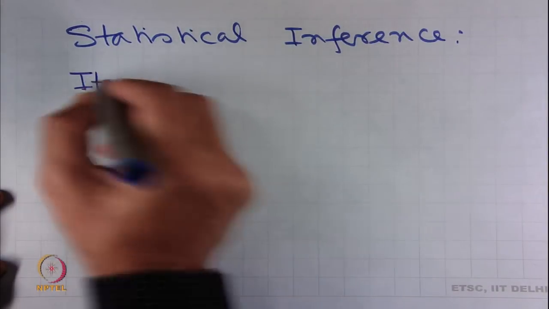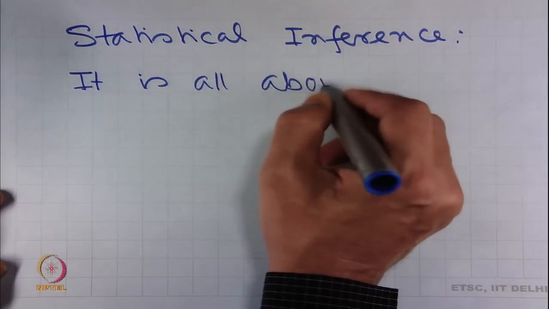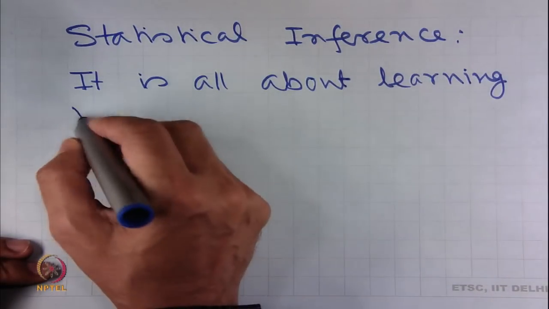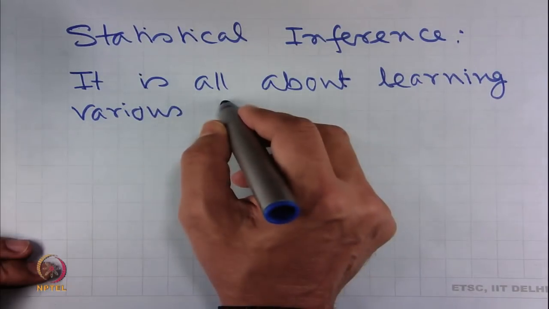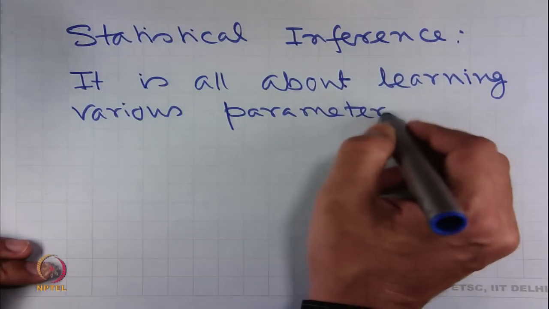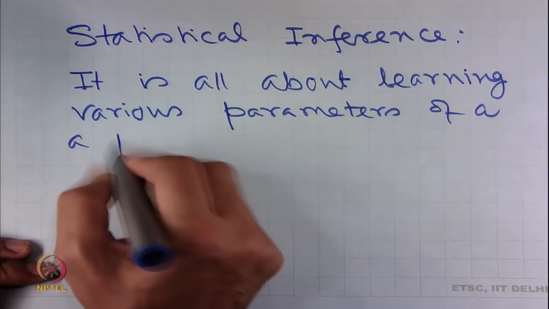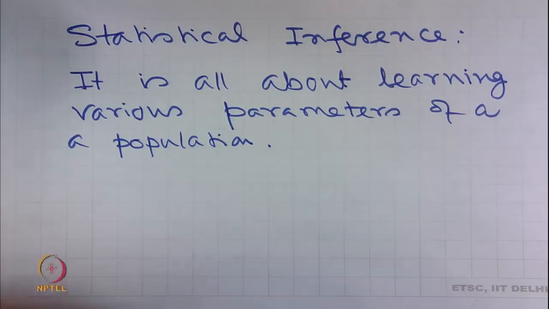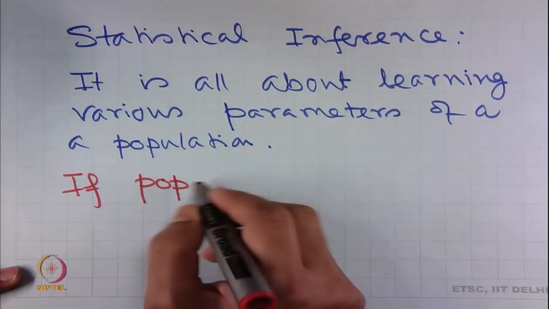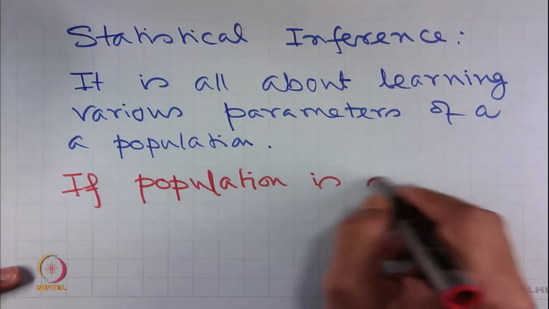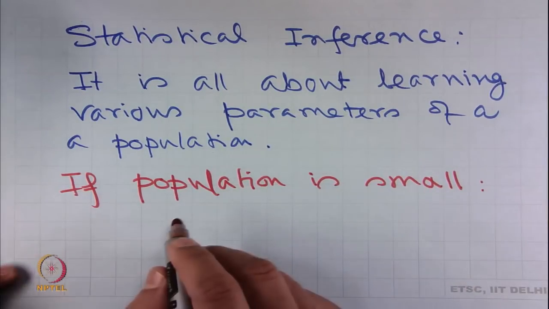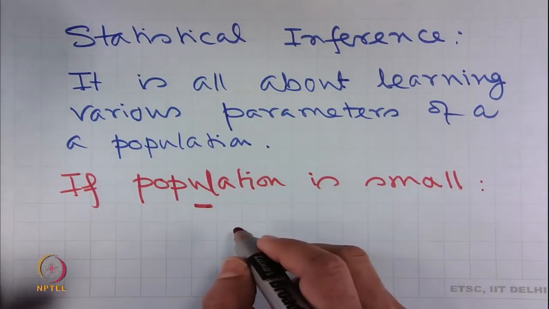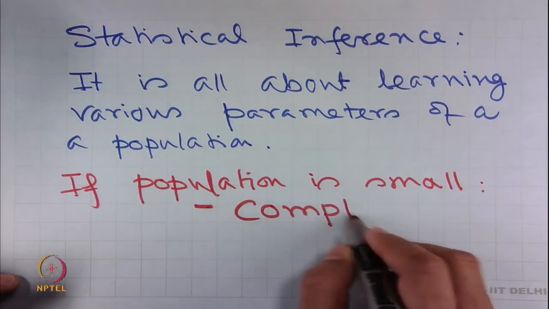It is all about learning various parameters of a population. If the population is small, one can actually study each and every individual unit and come to a conclusion about the population. Typically, that is called complete enumeration.